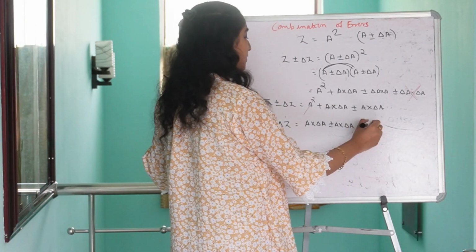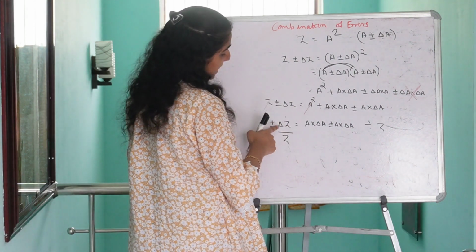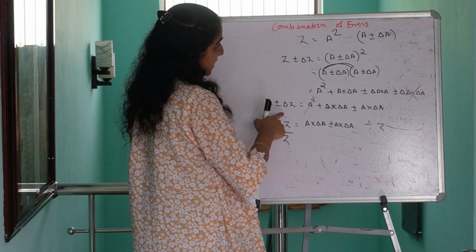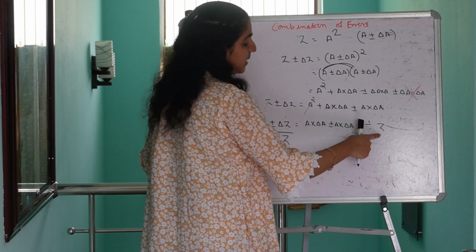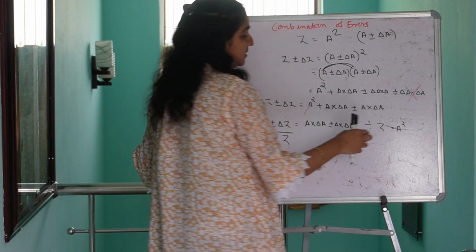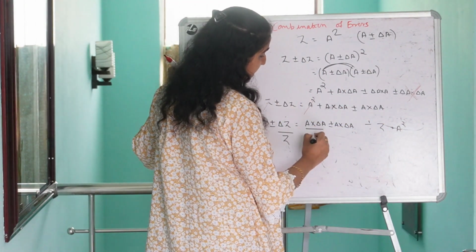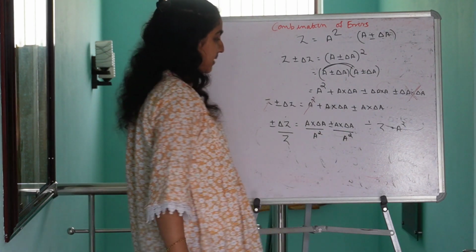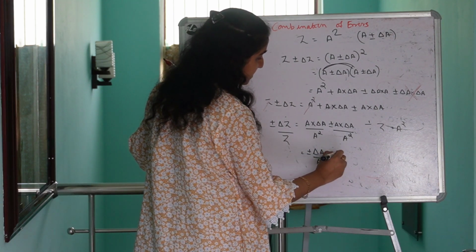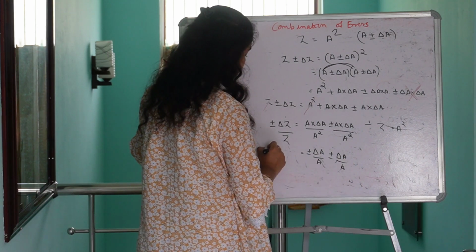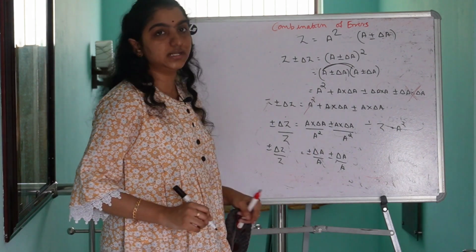Now I am going to divide the whole equation by z. When I divide del z by z, I will get the relative error in the resultant z. But instead of dividing these two terms by z, I am going to divide them by a square, because we know z and a square are one and the same. When I divide both these terms by a square, I will get plus or minus del a by a plus or minus del a by a. So plus or minus del z by z is equal to plus or minus del a by a and plus or minus del a by a.